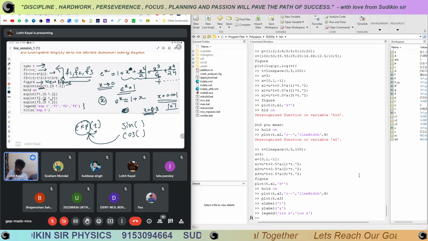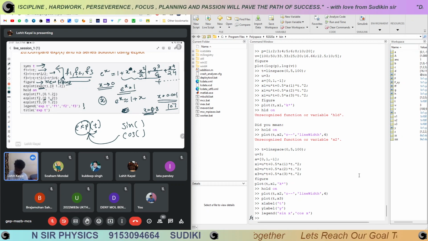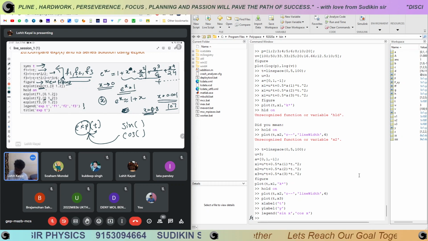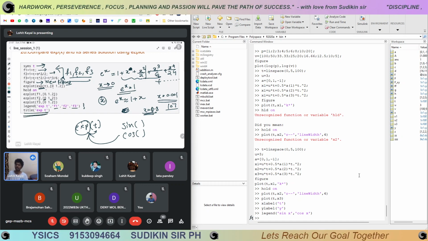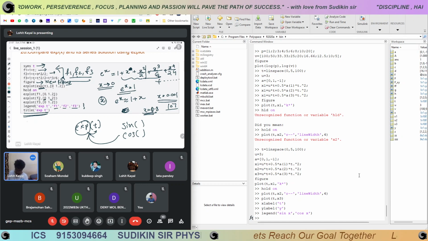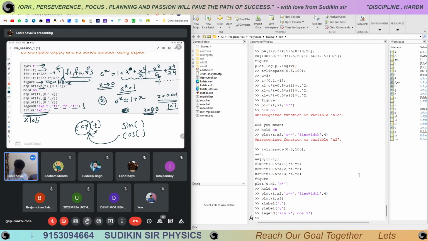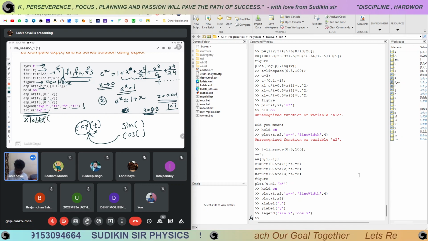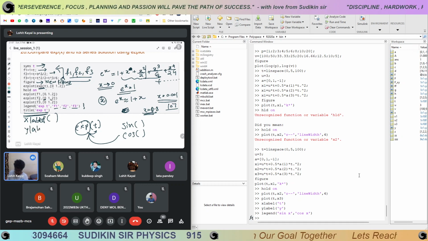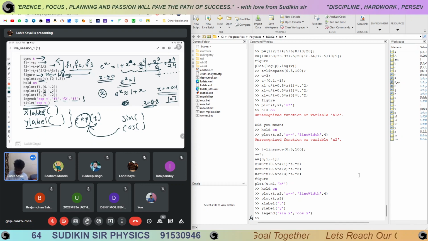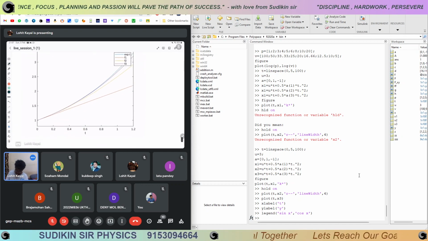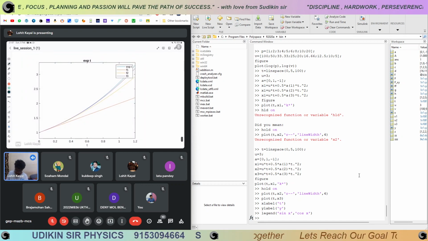Here there are four different plots, so four different legends: exp of t, f1, f2, f3. The title I am giving is exp of t because I am comparing with it. You can add xlabel, ylabel. I haven't added that because you already know how to use that. You can do that. So you can see that this is the comparison.